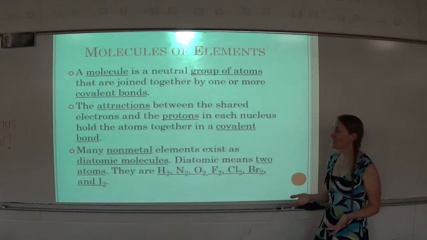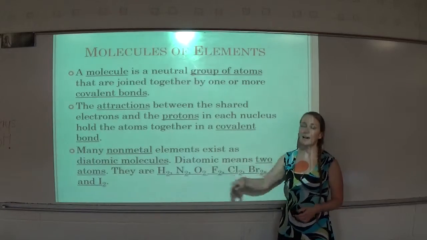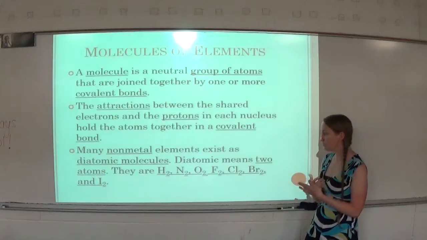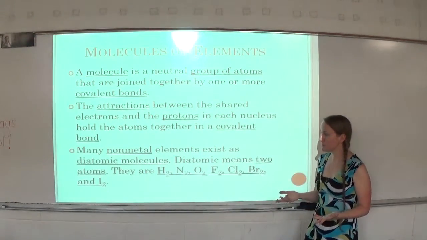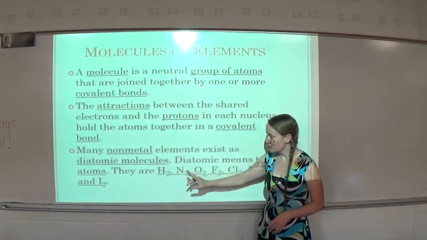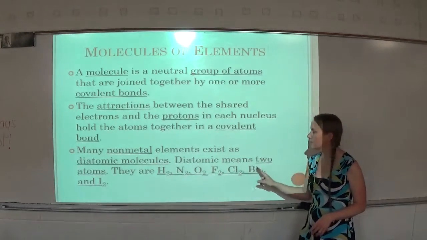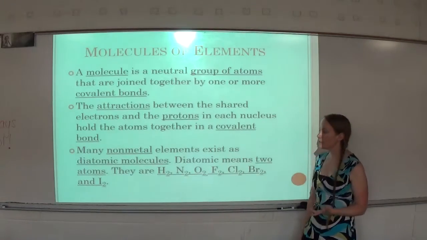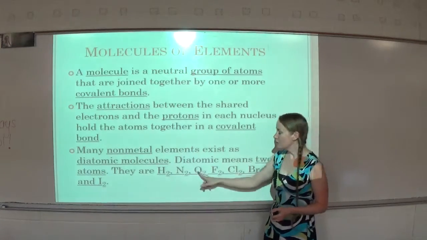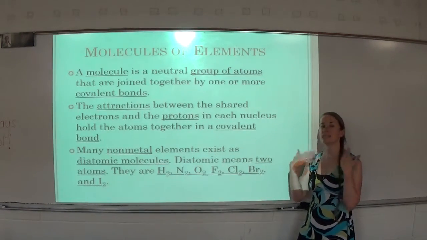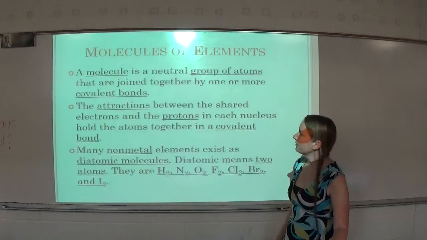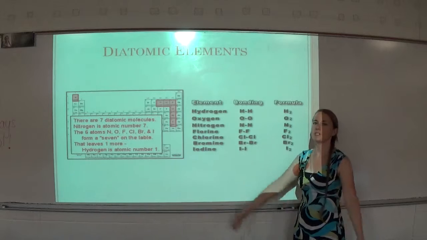Many nonmetal elements exist as diatomic molecules. Di means 2, atomic means atoms, so it's 2 atoms that are bonded together. The elements that exist as diatomic molecules are hydrogen, nitrogen, oxygen, fluorine, chlorine, bromine, and iodine. Instead of existing by themselves, like calcium is just Ca, oxygen is O2. The oxygen we breathe in is not just O, it's O2, because they like to pair up and be diatomic.